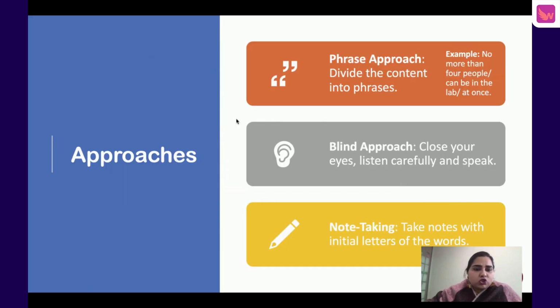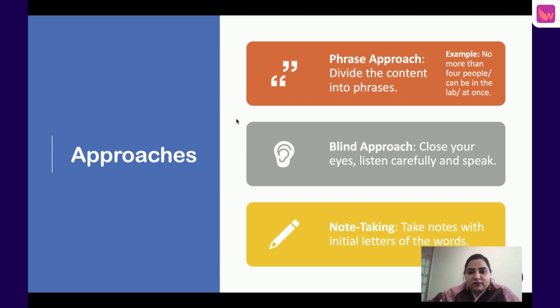You can approach this question from 3 different types, like with 3 different strategies. First is phrase approach, where you can divide the content into phrases. For example, the question is: no more than 4 people can be in the lab at once. So I have divided my question into 3 phrases. So it's like: no more than 4 people, can be in the lab, at once. So you can divide your sentence into 3 parts and you can remember it and you can repeat it.